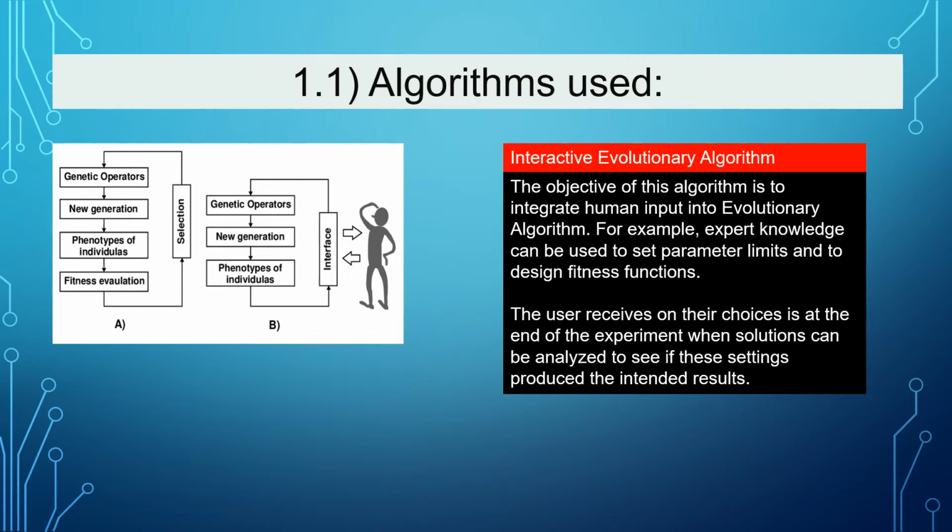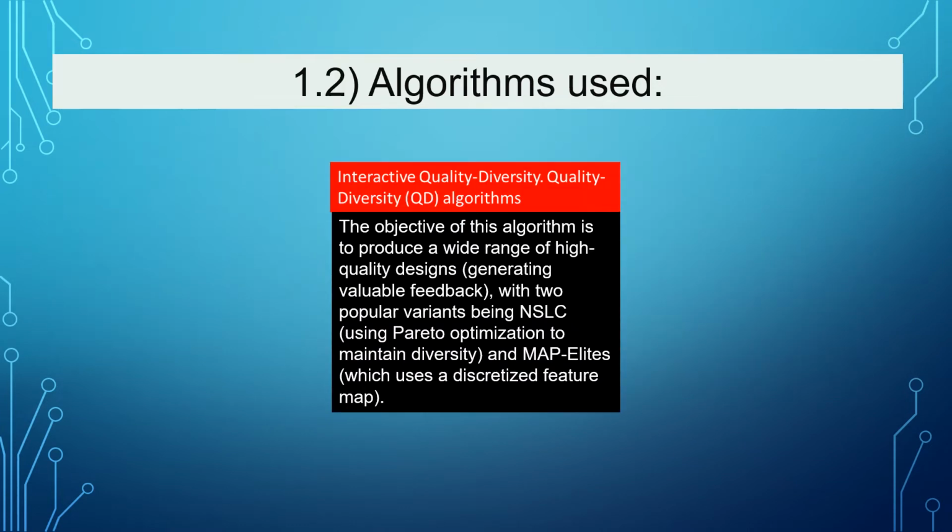This interactive evolutionary algorithm is used in this research paper. The objective of this algorithm is to integrate human input into the evolutionary algorithm. For example, expert knowledge can be used to set parameter limits and to design the fitness function. The user receives feedback on their choices at the end of the experiment, when solutions can be analyzed to see if these settings produce the intended result the user wants.